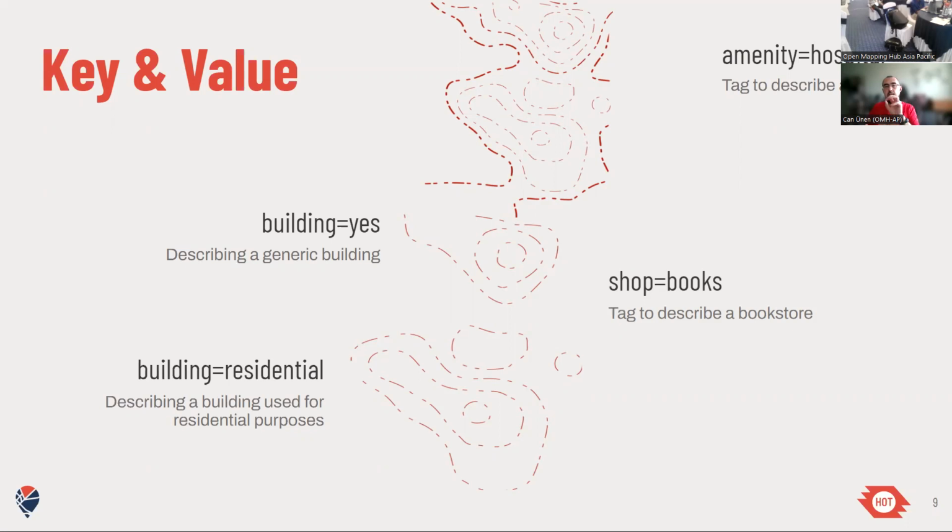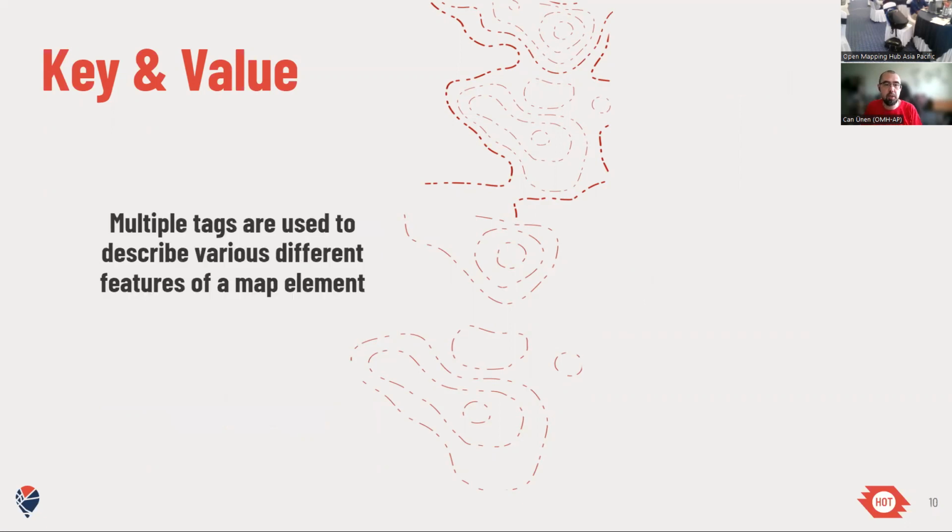So this key and value system is the backbone of the OpenStreetMap data structure. Whatever data we are going to define, whatever object we are defining, we are going to put proper tags to define that object. From time to time, multiple tags are used to describe various different features of a map element. So there might be more details.